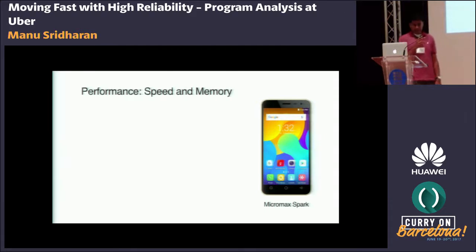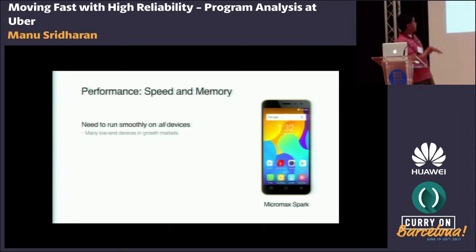So one last thing I'm going to talk about, what's a really big issue for us, is performance, both execution speed and memory. So this is a Micromax Spark. It's a phone that's quite popular in India. The Micromax is an Indian brand. This is about, I checked recently, about $60 to buy one of these phones. So one of the things is it's not very high-end hardware, both in terms of CPU, but also in terms of memory and flash speed.